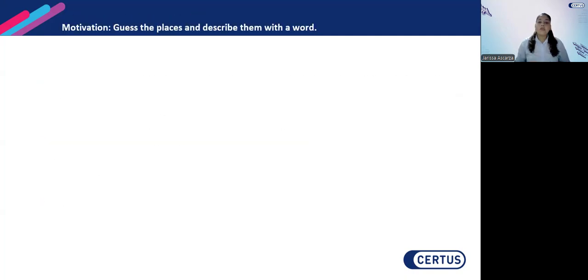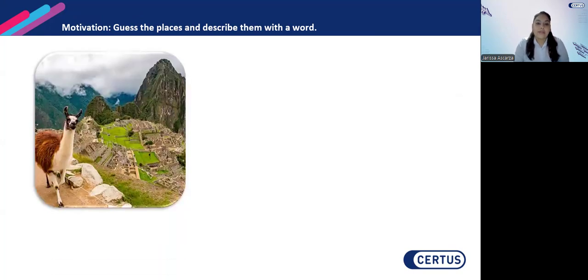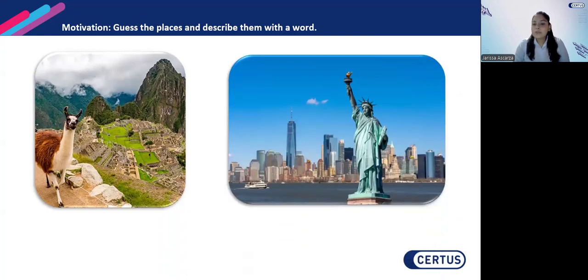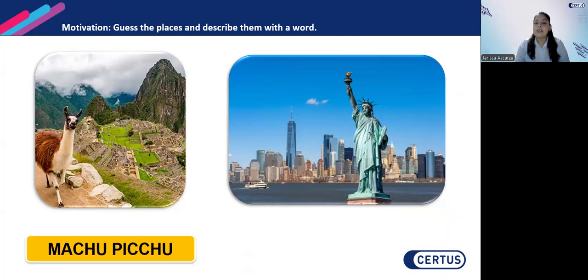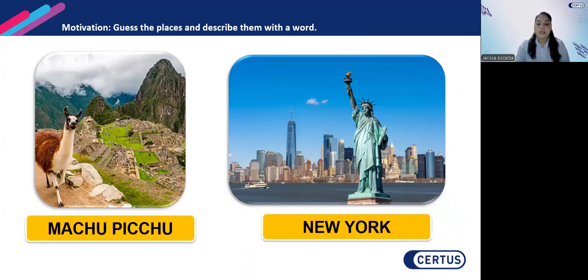Okay, so to start the class, I am going to show you some pictures. You have to guess where the place is. These are famous places. What is the country, which city, and also I want you to give me one word to describe these places. Okay, let's start. Look at the first one. I know that there is a very famous place here in Peru, and it's called Machu Picchu. Very good. What is the second one? This is a famous place in the United States, and it's called New York. This is Machu Picchu. This is New York.